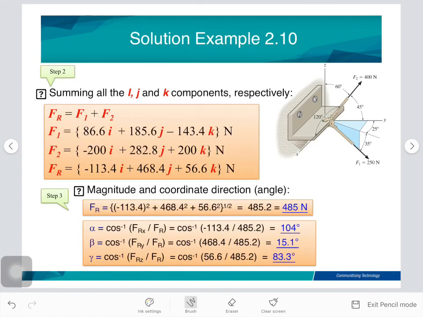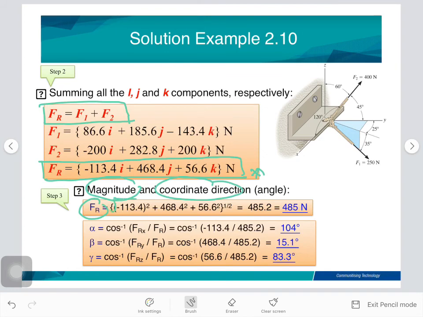You add everything and group into i, j and k. So FR is equal to F1 plus F2. This is the vector for the resultant force, so this is the answer. Then the question asks for the magnitude and coordinate direction angles. So you can solve for the resultant force magnitude, which is the square root of the sum of squares. So this is the answer.